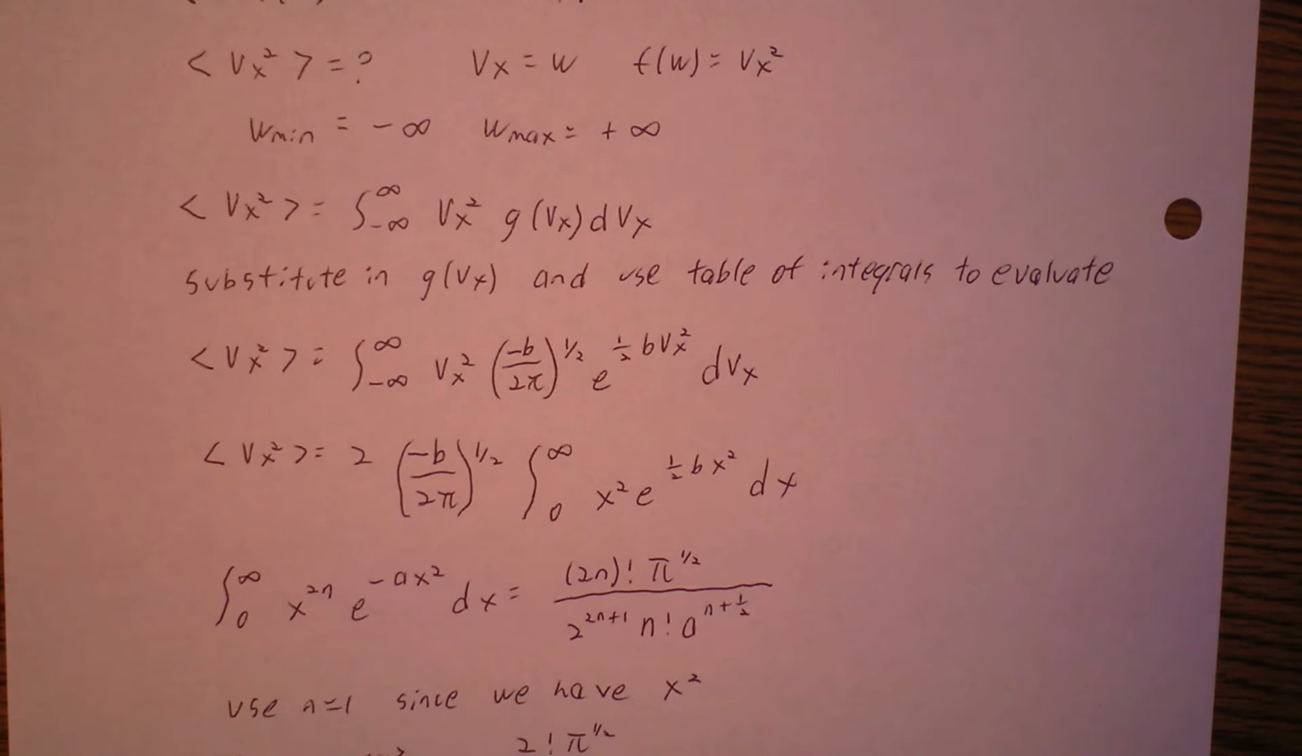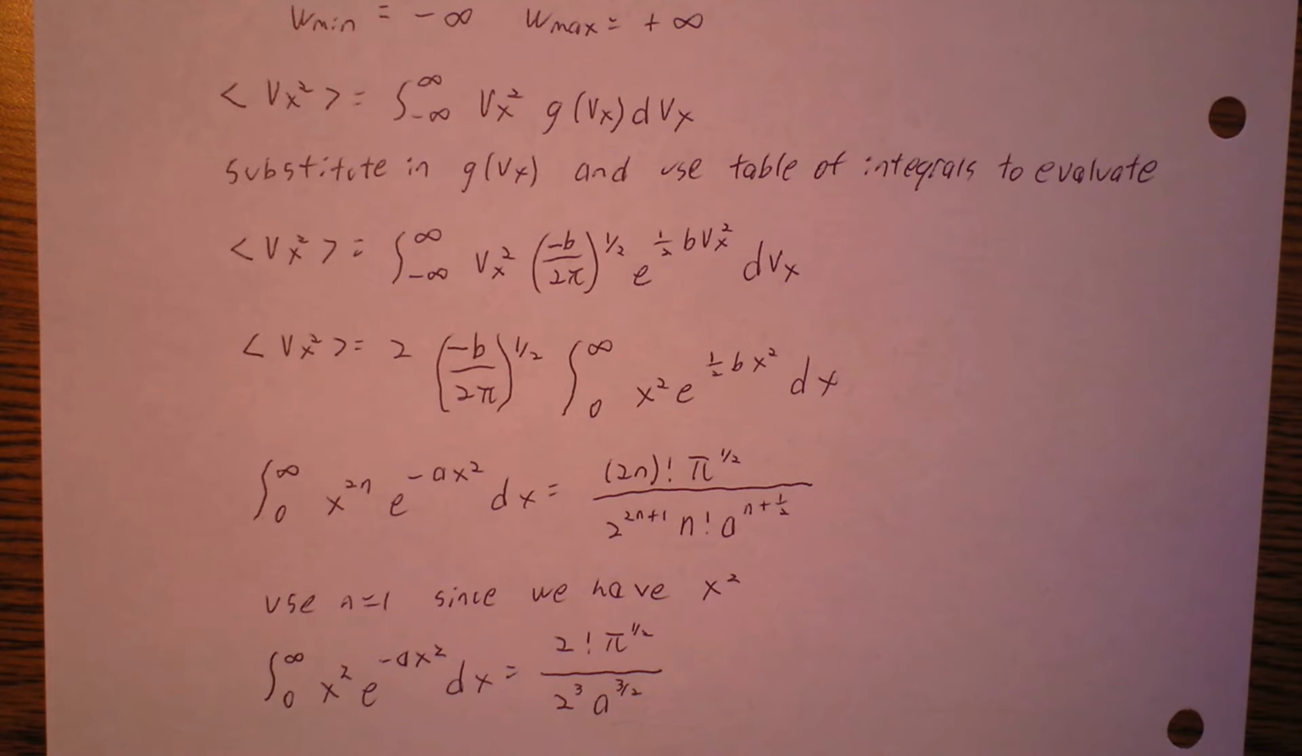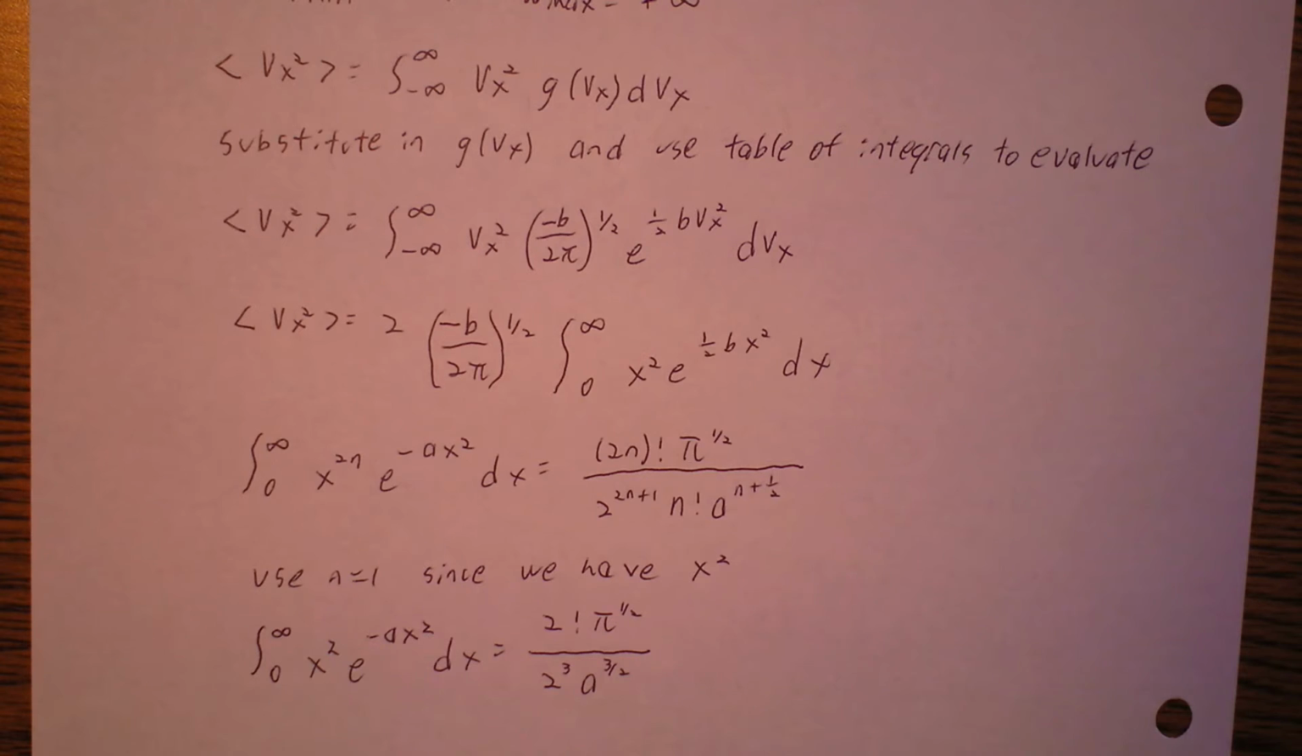That's equal to 2n factorial times the square root of pi over 2 to the 2n plus 1 times n factorial times a to the n plus 1/2. Now we have x squared, therefore n is equal to 1. So the integral from 0 to infinity of x squared times e to the minus ax squared dx is equal to 2 factorial times the square root of pi times 2 to the 3rd power over a to the 3/2.